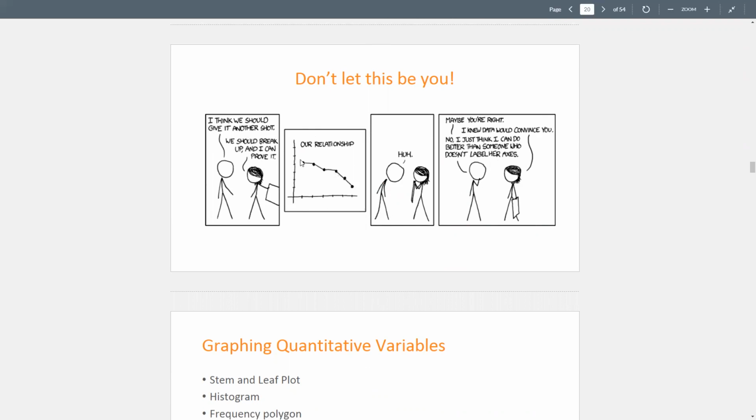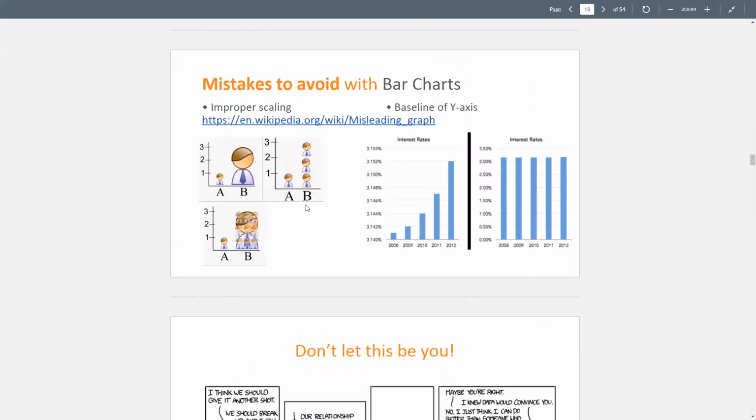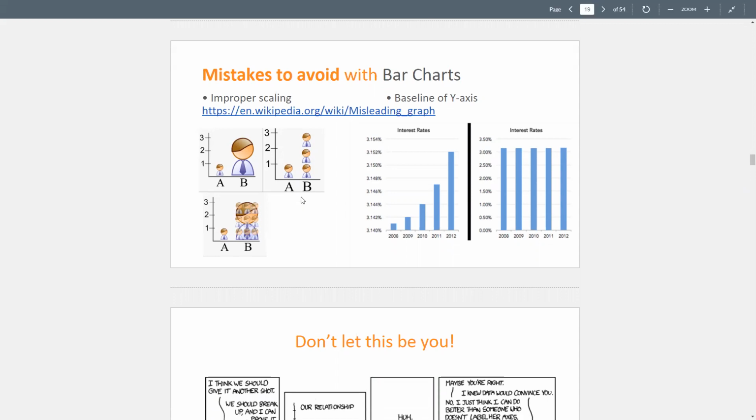See, we know the relationship looks like the trend's going down, but what does this represent? We don't know what the X and Y axes represent here. So bar charts and column charts are good for graphing categorical or discrete data.